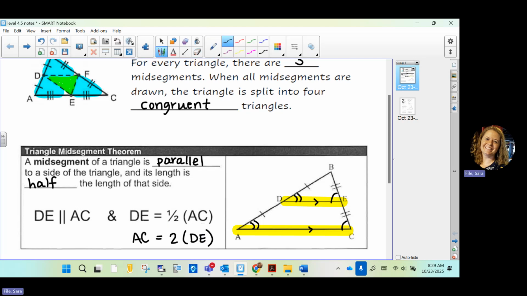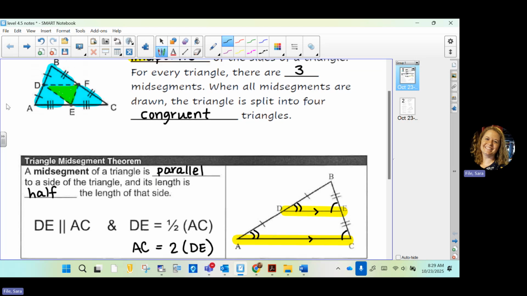Okay, so this is what I was trying to get y'all to understand. Going from if you know the short one, double it to get the side. If you know the side, half it to get the mid-segment. You can go both directions between the two if you understand their relationship. Now, back to this image up here on the top left, let's look at that.